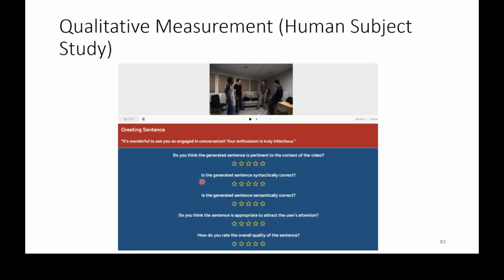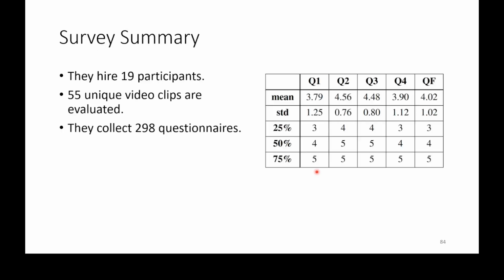The second is, is the generated sentence syntactically correct? Is the generated sentence semantically correct? Do you think the sentence is appropriate to attract, see here, attract the user's attention? Because this is a social bot, it will do proactive behavior. They want to attract human attention. How do you rate the overall quality of the sentence? And that's their experiment.